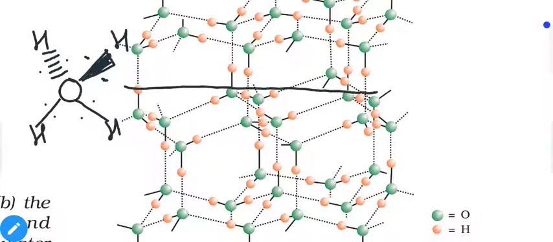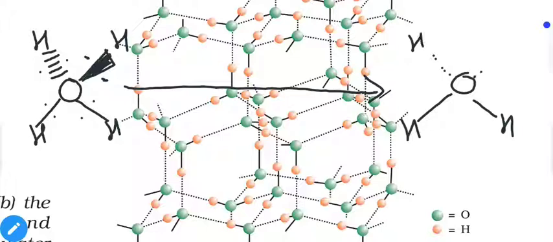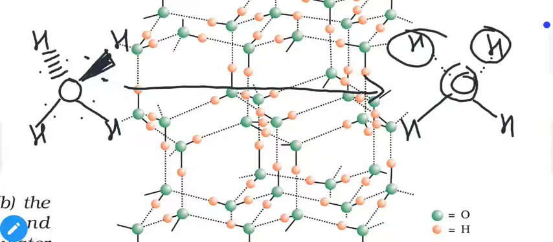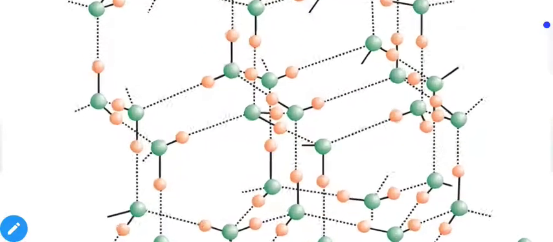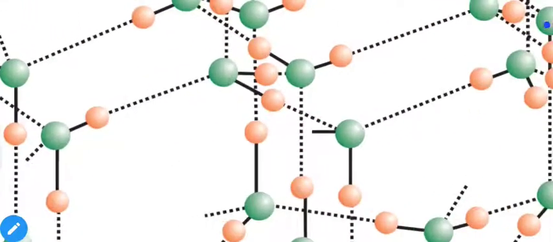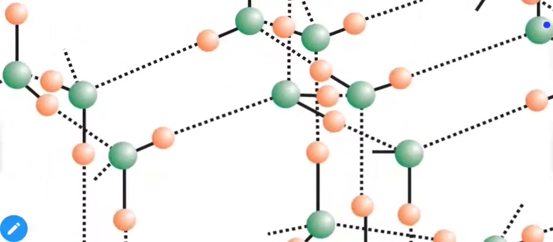So we can rewrite this structure like this. 2 hydrogens are permanently bonded like this, and 2 of the hydrogens are attracted via hydrogen bonding towards the oxygen. So each oxygen is surrounded by a total of 4 hydrogens. 2 of them are sigma bonded and 2 of them are attracted towards the oxygen because of hydrogen bonding. And we can see it in this structure. Let's zoom in and then observe the structure.